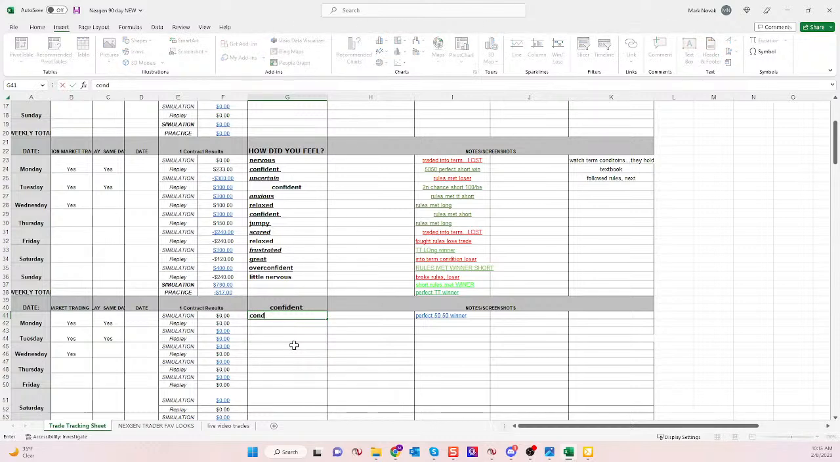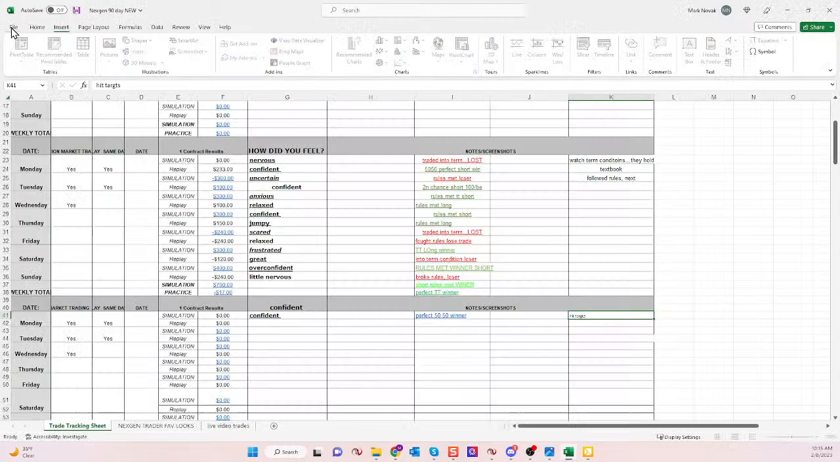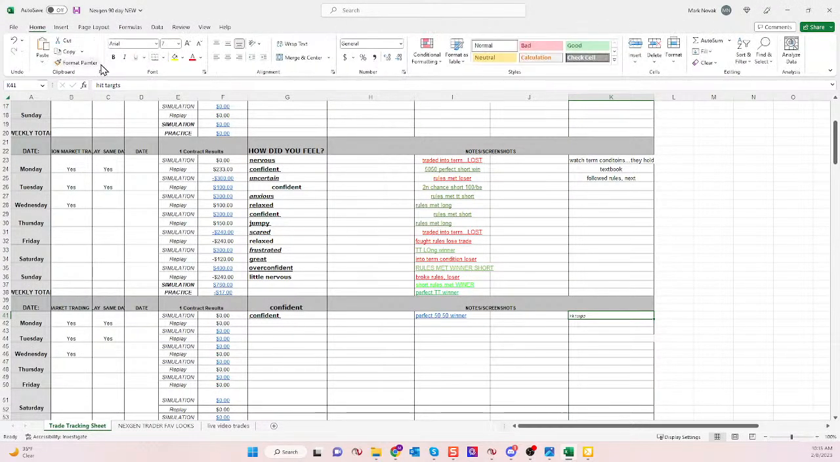I felt confident because it was rules met. Maybe I put the note out here, hit targets. So I was confident on a rules met trade that hit the targets, and I'm going to come back and look at this tomorrow, and I'm going to try to take that exact same recipe for success and replicate it.